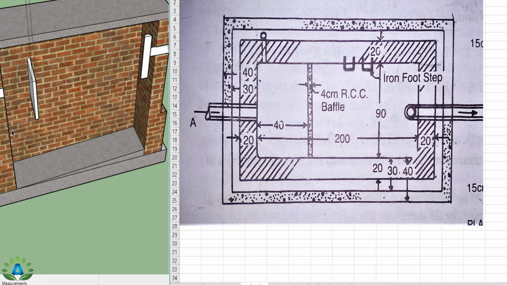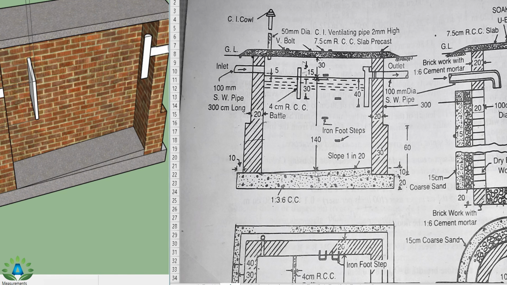So we have the total length of this septic tank 200 meter, and the height of this plastering is 140 plus 30, because this portion is already cement concrete. So we have to do the plastering from this point up to this point.